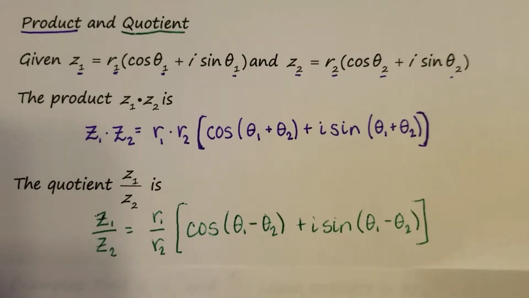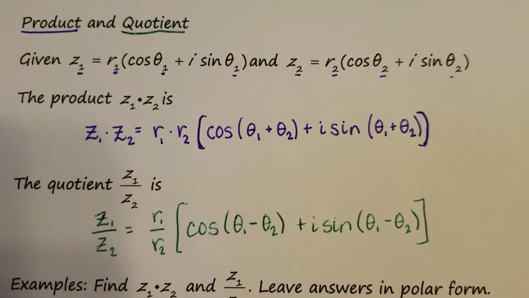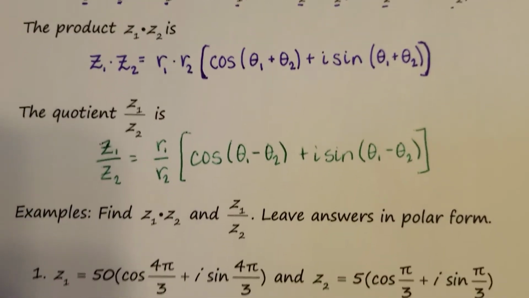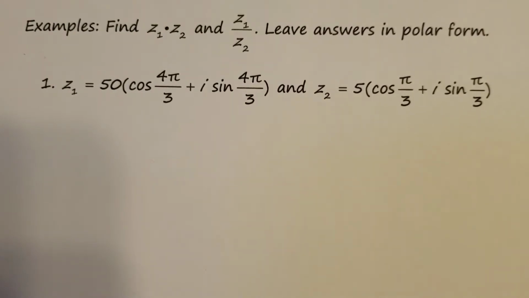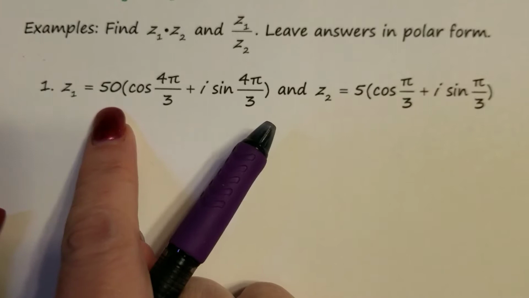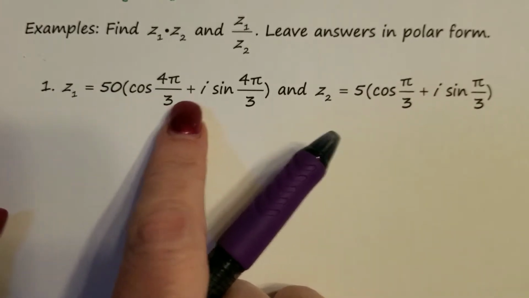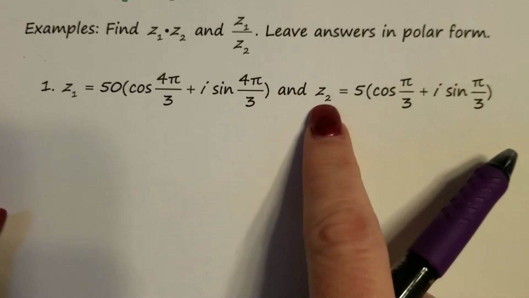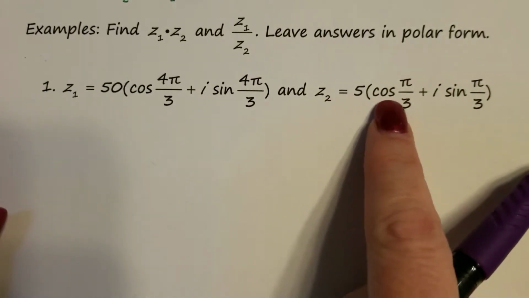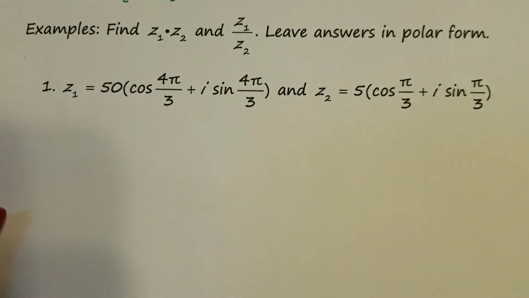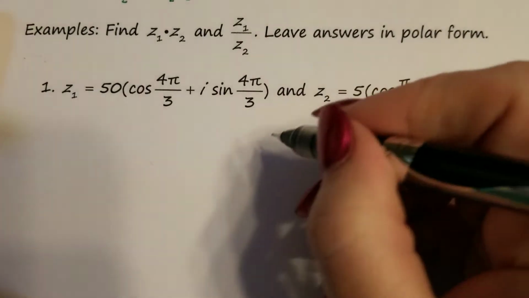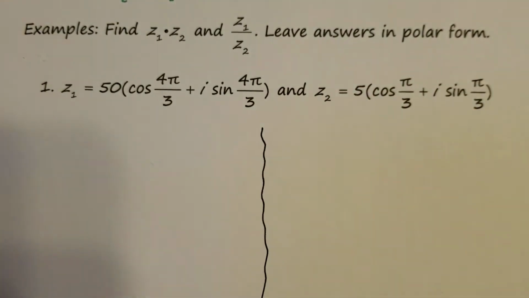So let's put some numbers on these so that we can see what we're doing or how it looks. So I've got two complex numbers. z1 is 50 times the cosine of 4 pi over 3 plus i sine 4 pi over 3. And z2 is going to be 5 times cosine pi over 3 plus i sine pi over 3. I want to find both the product and the quotient, so I'm going to divide my workspace in half here. And let's do first the product.